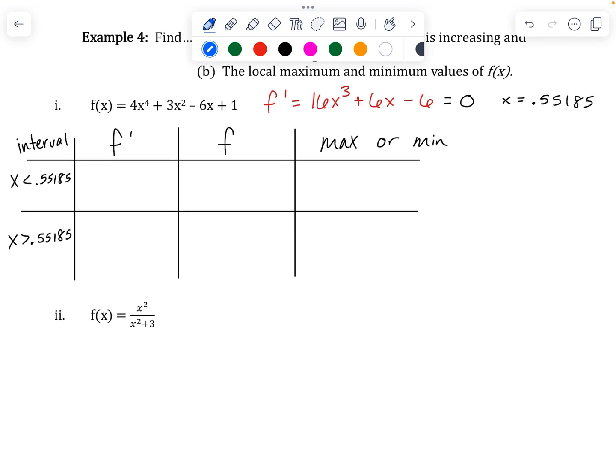All right, so f prime, if I plug in an f prime value of, let's say 0. If I plug in a 0, 0 is easy. If I say x equals 0 for this f prime, well, that's 0 and 0, that's negative 6. So it's a negative value, which means I've got a negative slope, which means I'm decreasing.